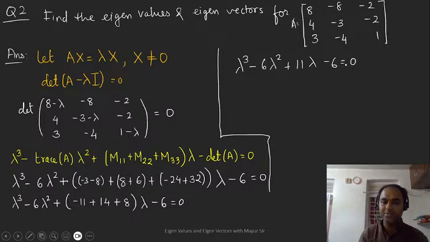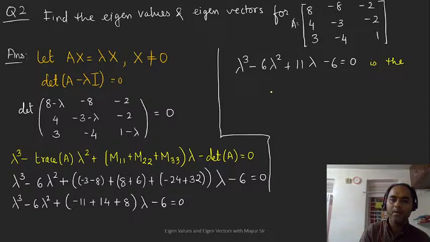So you get this as your characteristic equation. So this is the characteristic equation. We'll write it down here. Do always write it down in the exam also, that is the characteristic equation.